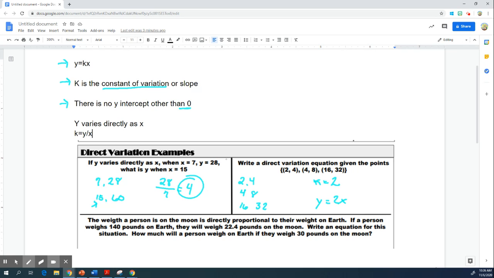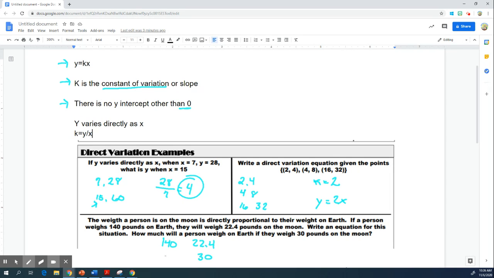Okay, so the weight of a person on the moon is directly proportional to their weight on Earth. If a person weighs 140 pounds on Earth, they will weigh 22.4 on the moon. Write an equation for this situation. How much will a person weigh on Earth if they weigh 30 pounds on the moon?